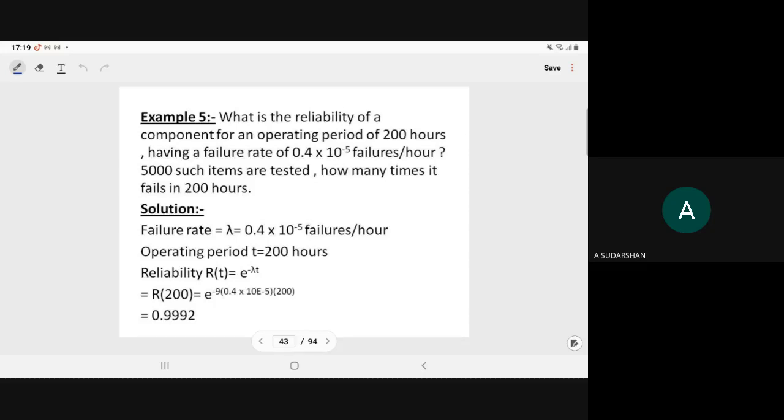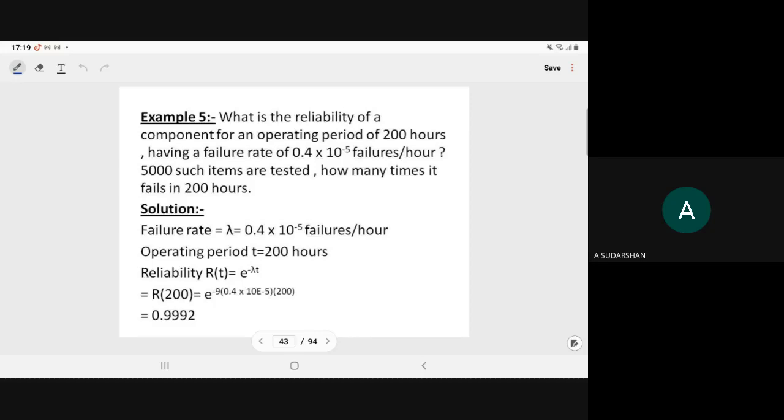What is the reliability of a component for an operating period of 200 hours? If your mission time is 200, then what is the reliability, having the failure rate 0.4 into 10 to power minus 5 failures per hour? Lambda is given to you. 5000 such items are tested. How many will fail in 200 hours, out of the 5000 items?